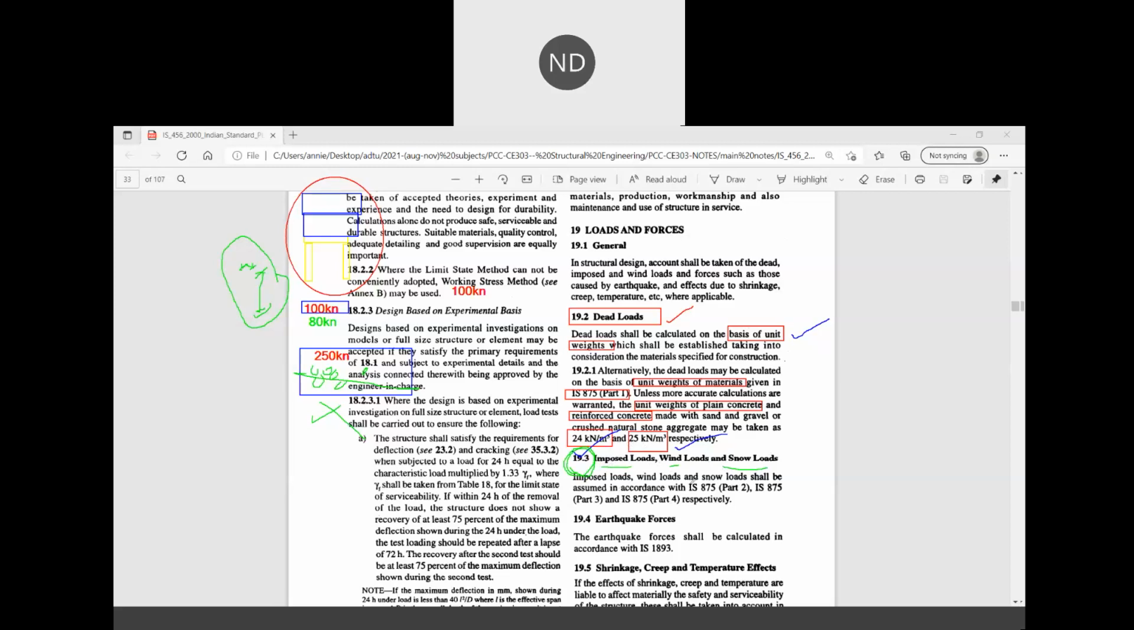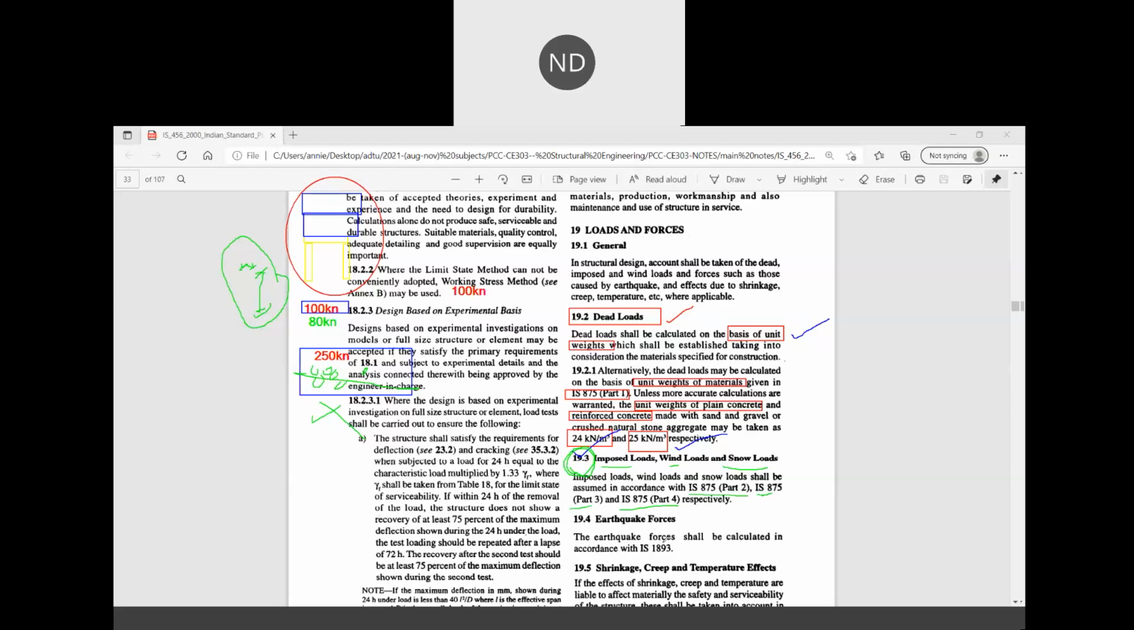Imposed loads, wind loads, snow loads shall be assumed in accordance with the codes. Like for imposed loads, IS 875 Part 2, wind loads IS 875 Part 3, for snow loads IS 875 Part 4. So you have to follow this code.